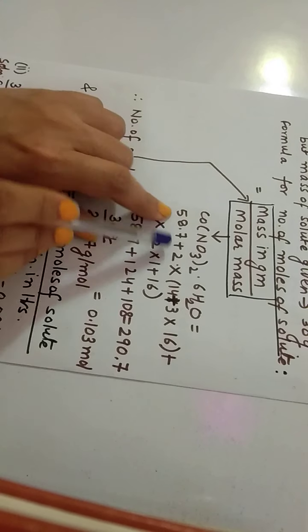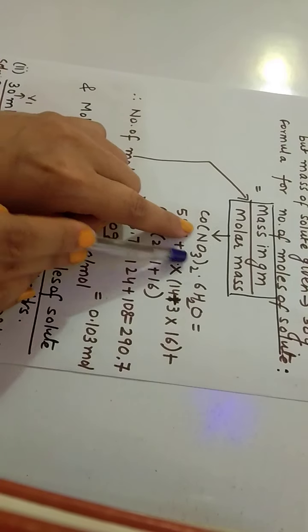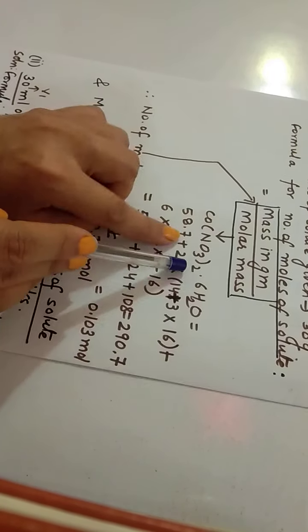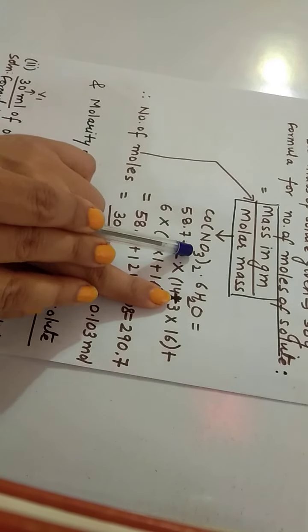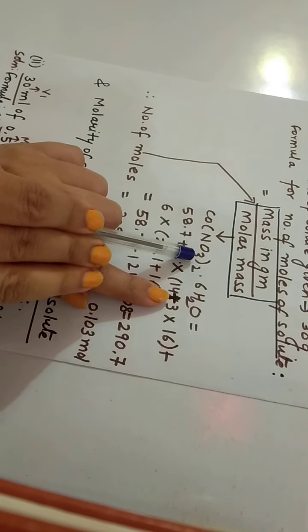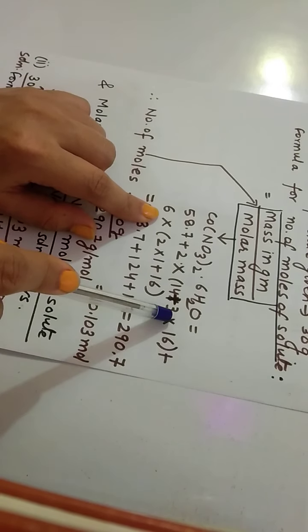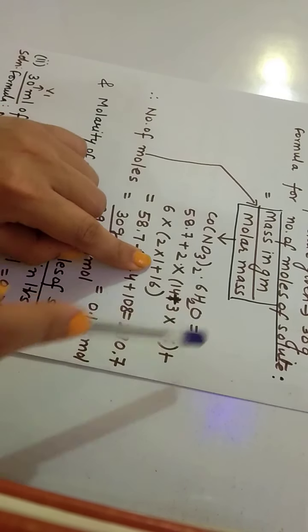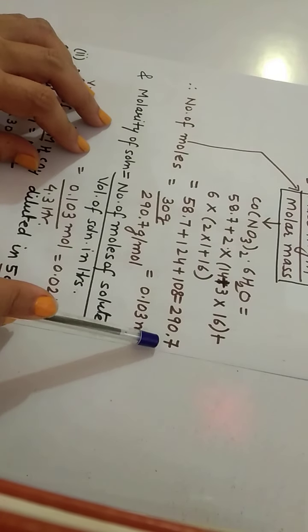Molar mass of this you will find out. Of cobalt it is 58.7, plus 2 into, in bracket, of nitrogen it is 14 plus oxygen it is 16, but here 3 atoms are there, so 3 into 16, plus 6 into, in bracket, of water, of hydrogen it is 1 but atoms are 2, so 2 into 1, plus oxygen it is 16, plus 16. On solving this you will get 290.7.